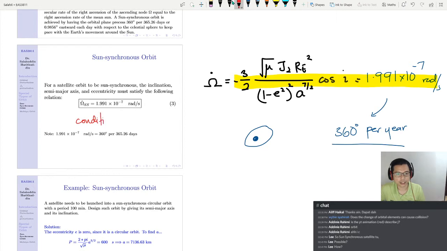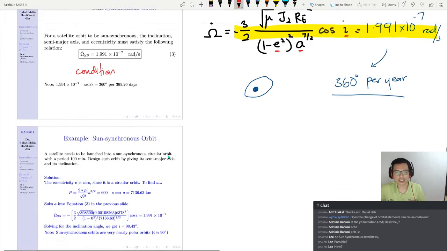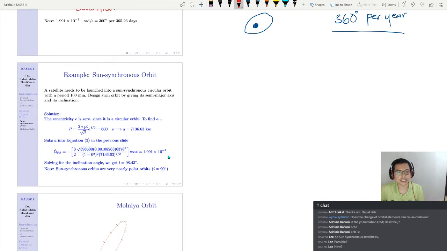So this is the condition. If you want to make your orbit sun-synchronous, you must calculate everything here and make sure it is equal to that. You can change e, you can change a, you can change i, but make sure it is equivalent to 1.991. Example: say you need a satellite to have a period of 100 minutes for whatever reason, and you need it to be sun-synchronous. So how do we design our sun-synchronous orbit? From this information, you know that our period is 100 minutes, which is about 60 times 100, 6,000 seconds.